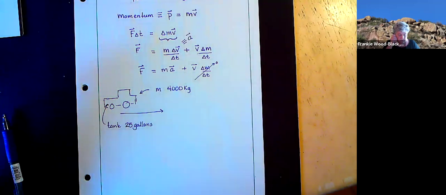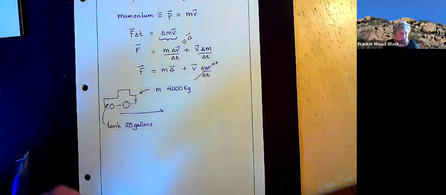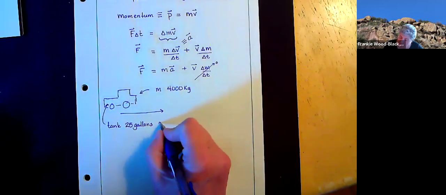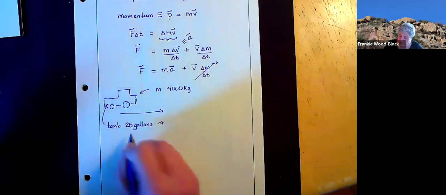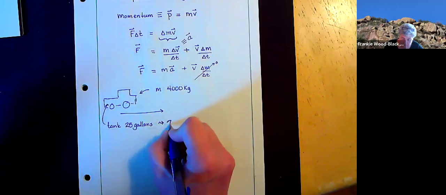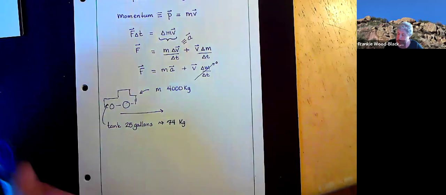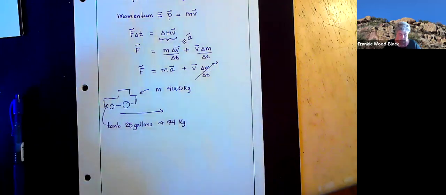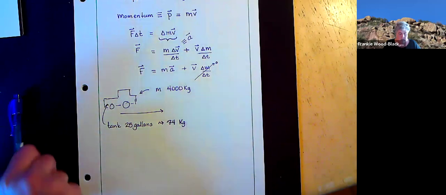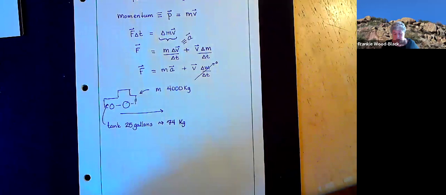It's like 2.24 pounds per kilogram. A full tank of gas is approximately 74 kilograms. Let me do that: 2.5 times 6.6. That gives me pounds. I'm going to divide that by 2.24. Yeah, that's about 74 kilograms.